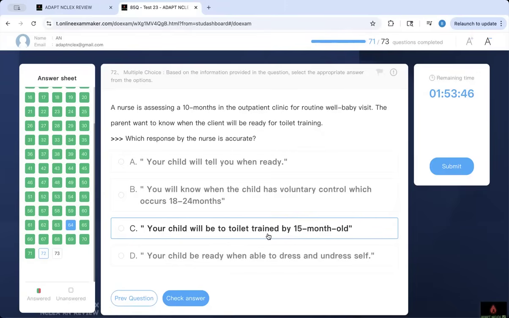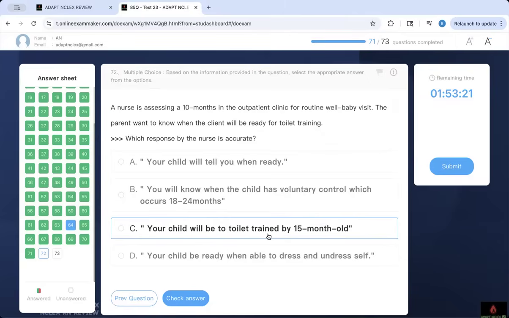And this is our session ten. A nurse is in an outpatient clinic for a routine visit. The parent wants to know when the child will be ready for toilet training. How do I know I can go to the bathroom? Your child will tell you when he's ready. Hey, mommy, I'm ready, I have to go. You will know when the child has voluntary control, which will occur at 18 to 24 months. That means voluntary control. They can hold and stop at that time.